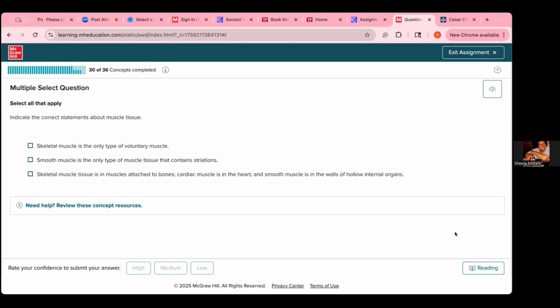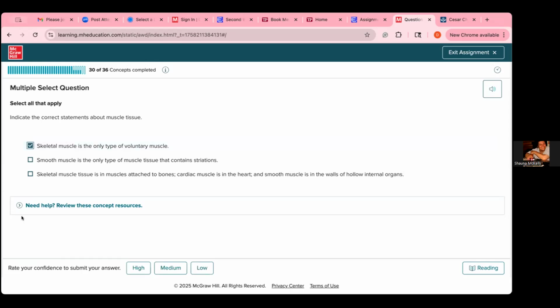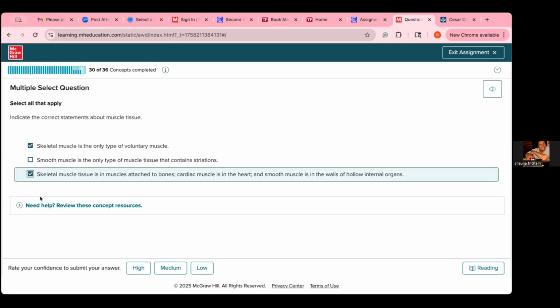Yeah, so the first one is true. Skeletal muscle is the only type of voluntary muscle in the body. And I think the third one is also true: skeletal muscle is in muscles attached to bones, cardiac muscle is in the heart, and smooth muscle is in the walls of hollow internal organs. The second one is not.